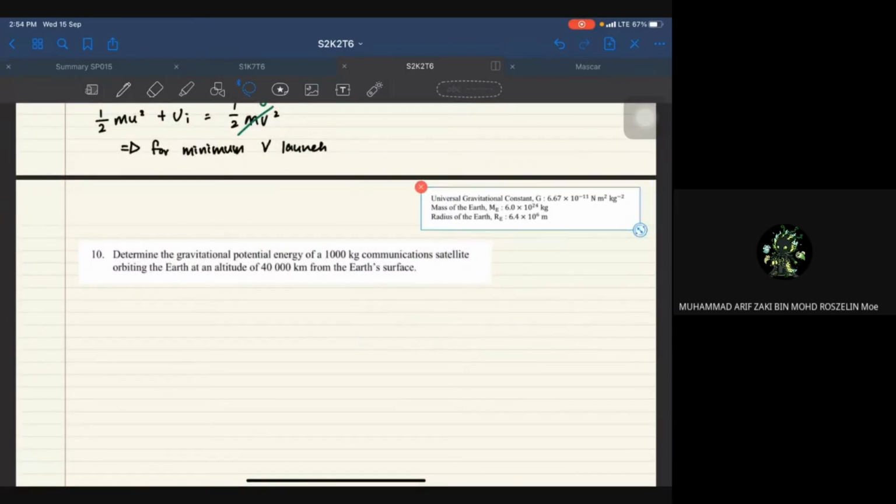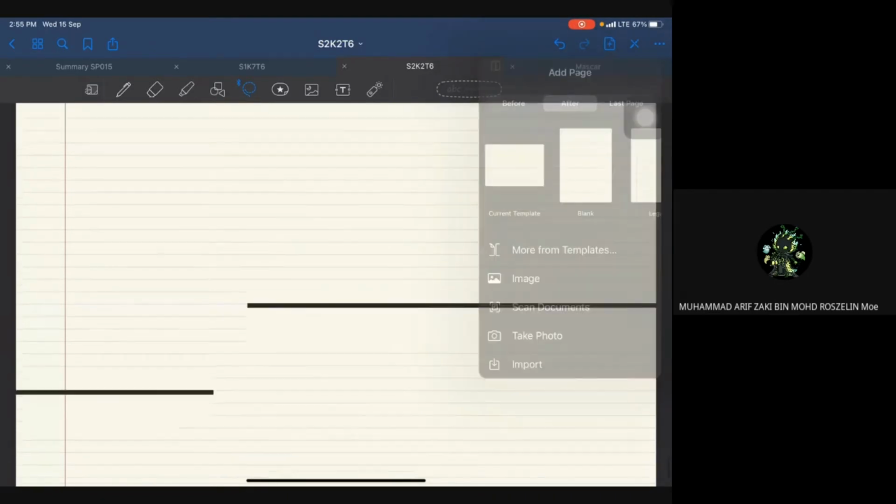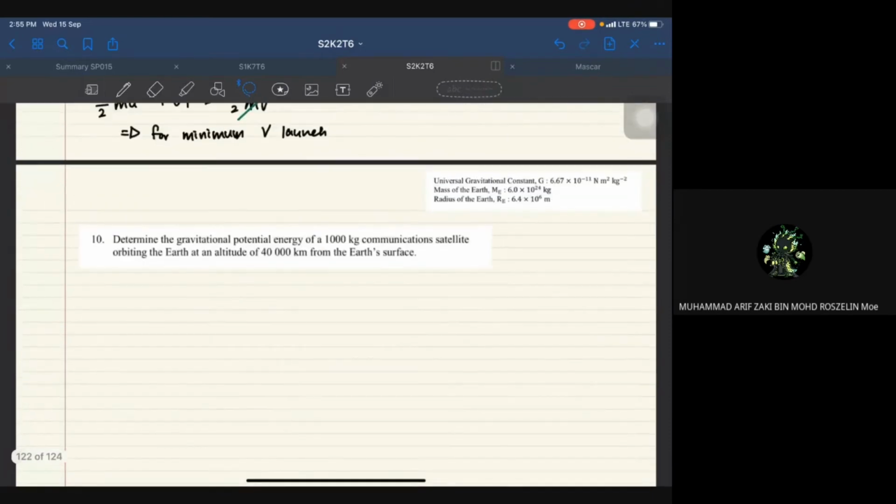Tampak siap kat sini so that lepas ni kita copy. Okay, question number 10. Determine the gravitational potential energy of a 1000 kilogram communication satellite orbiting the Earth at an altitude of 4000 kilometer from the Earth's surface. Okay, soalan dia nak apa? Gravitational potential energy. Okay, good.